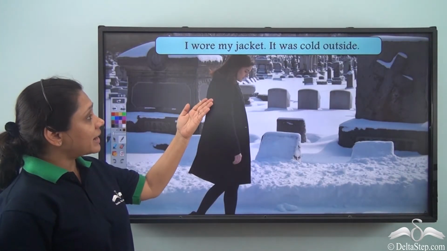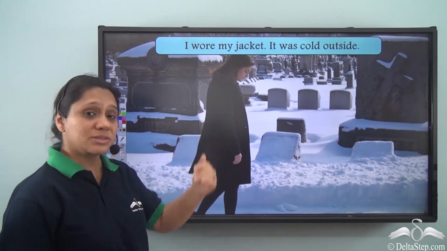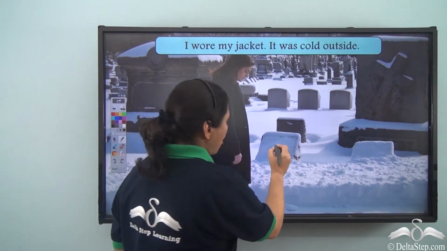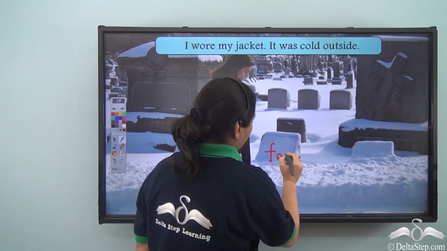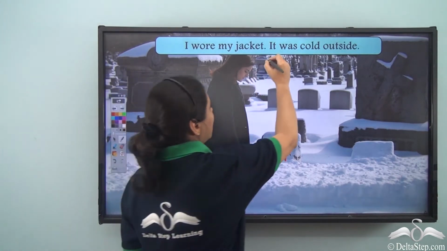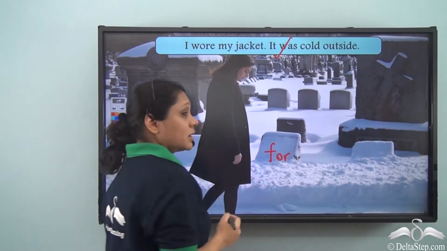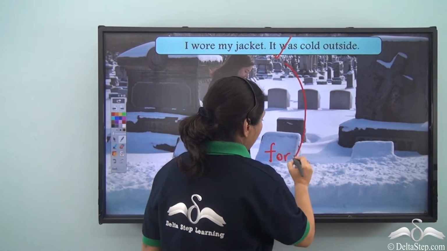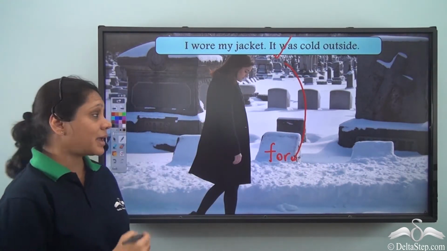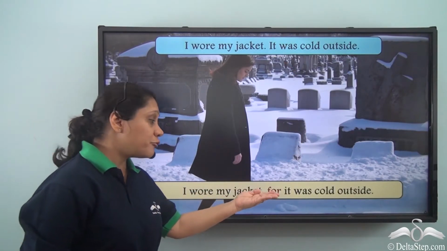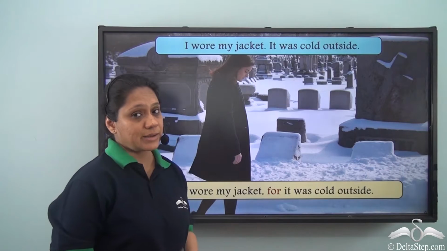I wore my jacket. It was cold outside. How do we join this sentence with for? We will put the reason. What is the reason? It was cold outside. So, we will put the reason after for, and what will our new sentence become? I wore my jacket, for it was cold outside.